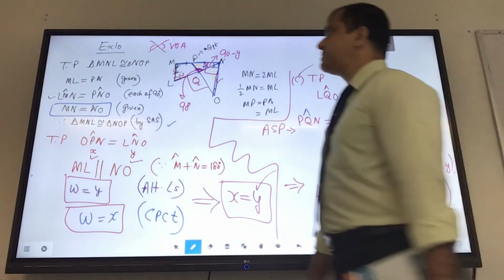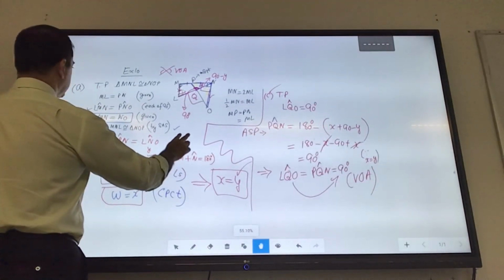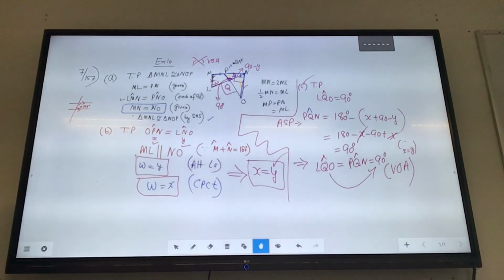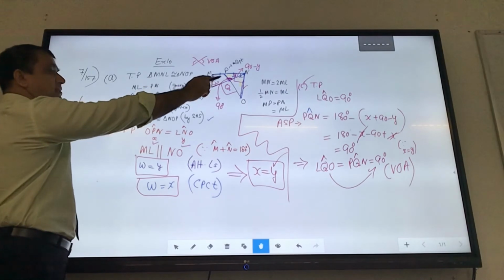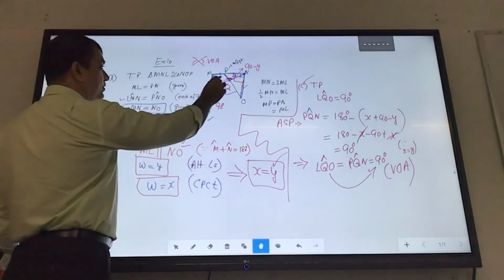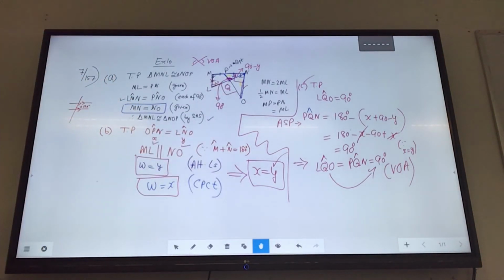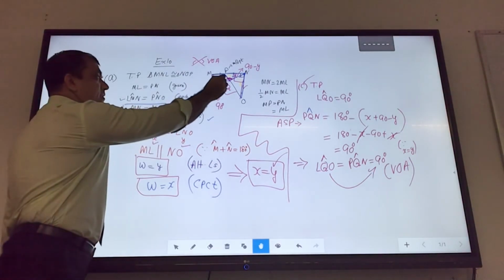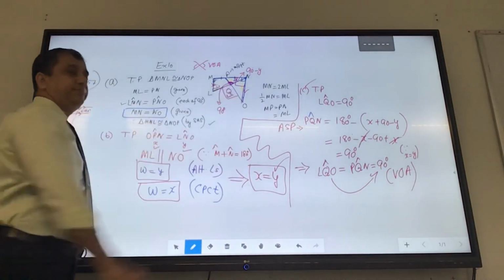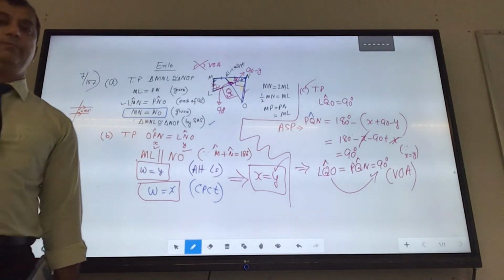So guys, in the first part, we have proved two triangles, that horizontal and vertical triangles, are congruent. In the B part, we proved that this angle X and Y, they are equal. In the C part, we proved angle LQO, this angle, to be 90. Done? Any doubt? Is it clear? Okay. Thank you.